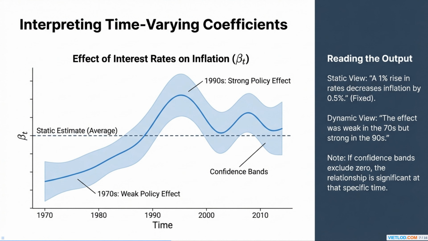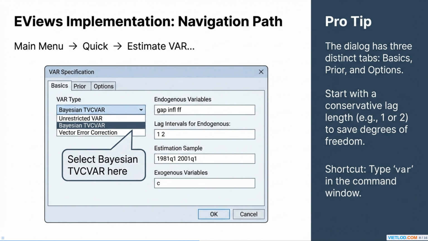The shaded area represents the confidence bands. A key rule for interpretation is that if these bands do not include zero at a specific point in time, the relationship is considered statistically significant at that moment.